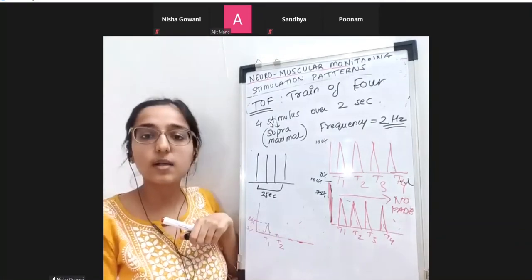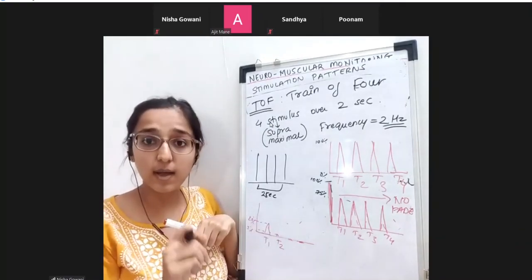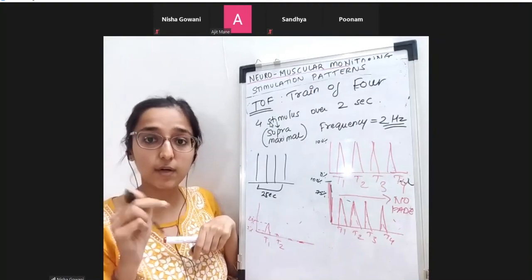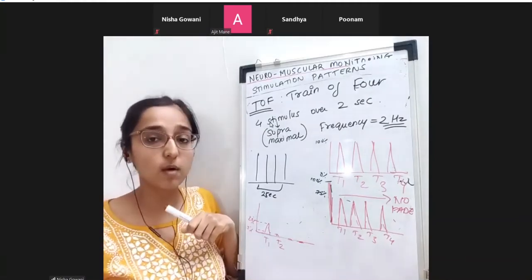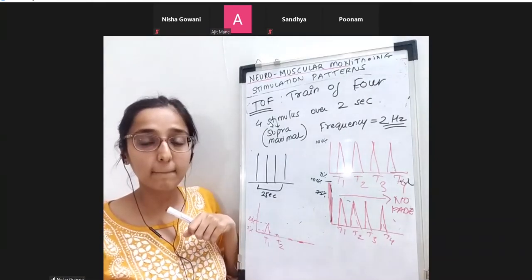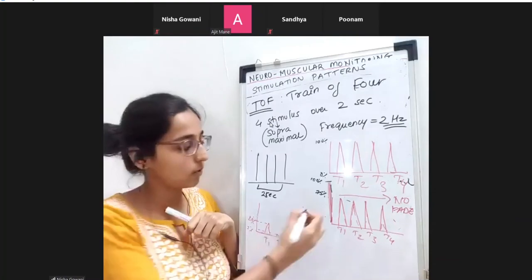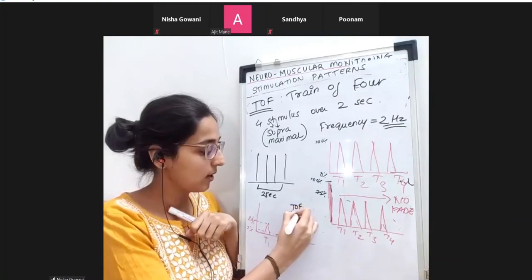You press, na. Senior is telling, what is the urgency? इतना जल्दी क्यों है press करने का? फटाफट you're pressing the TOF button. So you press now. You answer: what is the TOF count over here now? 4. TOF count is 4. Okay.